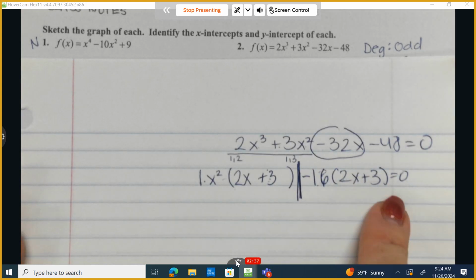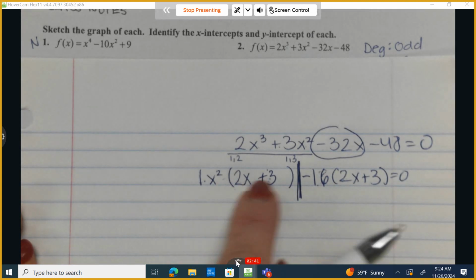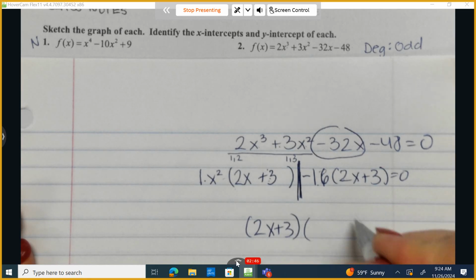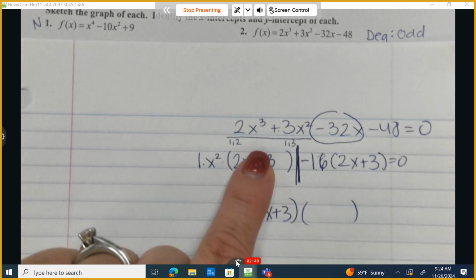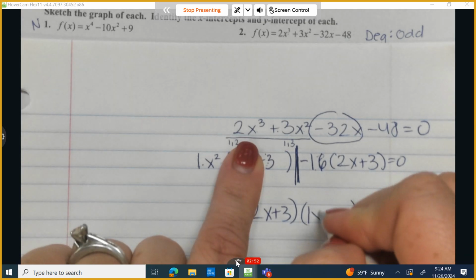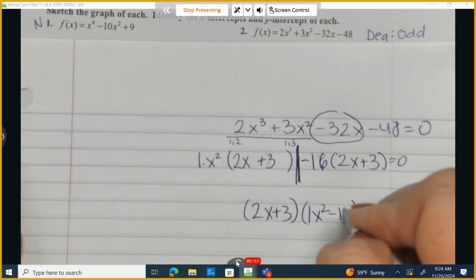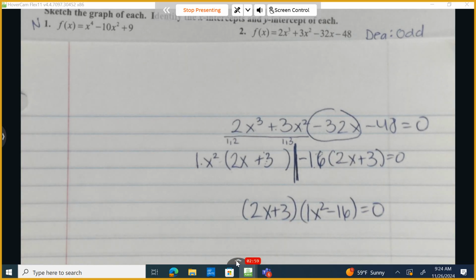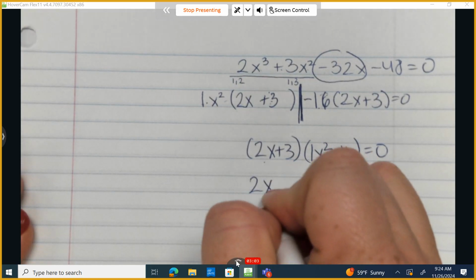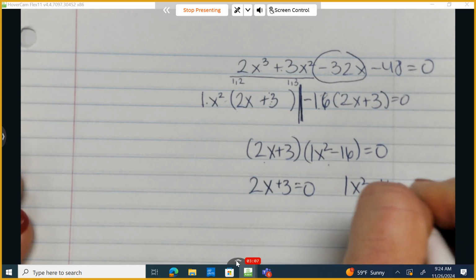So there's a front and a back to this. Both the front and the back contain the quantity 2x plus 3. So I write it down one time, 2x plus 3. Now, what's in front of the first 2x plus 3? It would be a 1x squared. What's in front of the second 2x plus 3? It would be a minus 16. These quantities are called factors, and I'm going to take each factor, set it equal to 0, and solve.